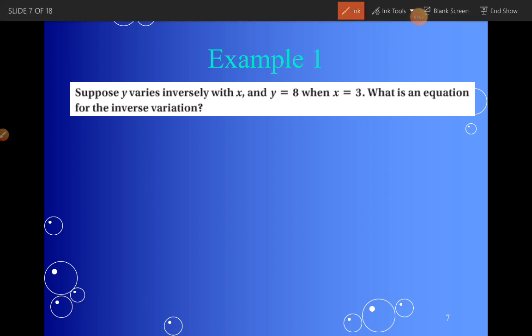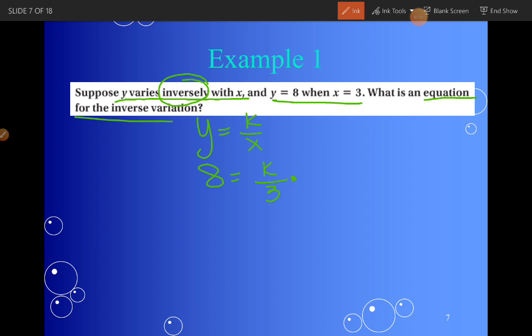Okay, so let's look at this one. Suppose y varies inversely with x. Again, that inversely tells me that I'm going to be using the equation y is equal to k over x. So again, I'm going to plug in what I know. I know y is 8. I know x is 3. And this one actually wants to know the equation. So once we find k, we'll be done.